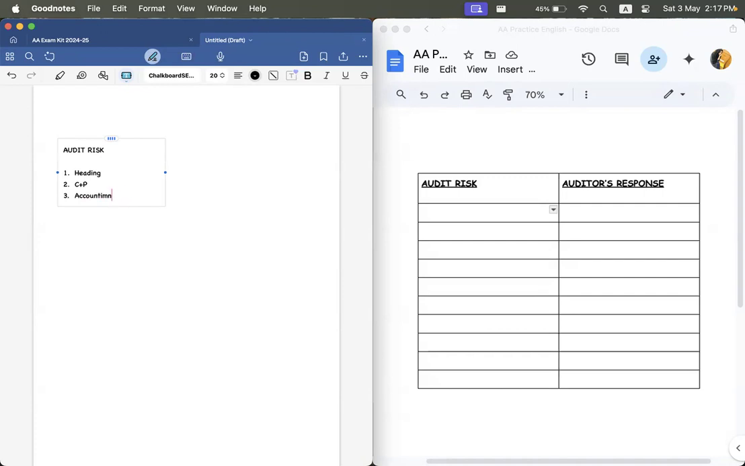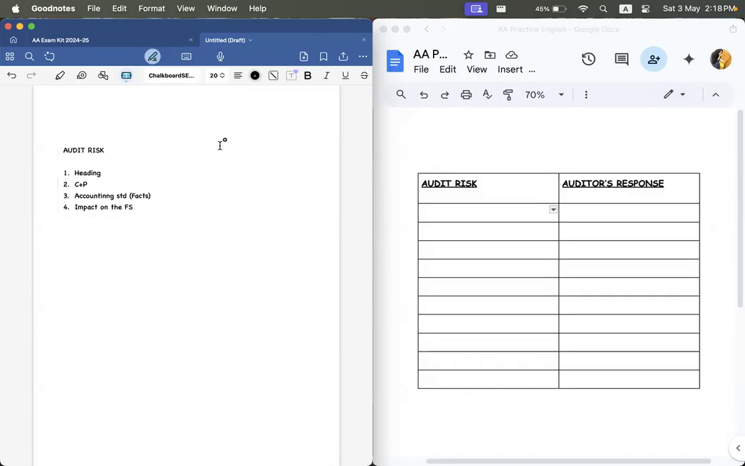If it is not related with a standard, what do you do? You state the facts. Clear? Understood? Now you're going to give what happens, so the impact on the FS. That is the impact that the risk would have on the FS. Understood?